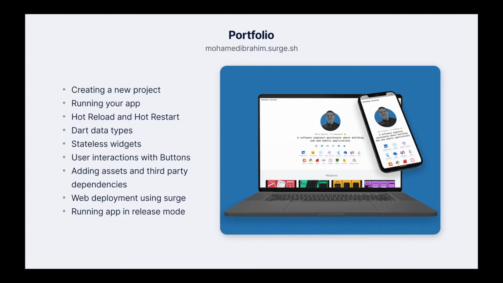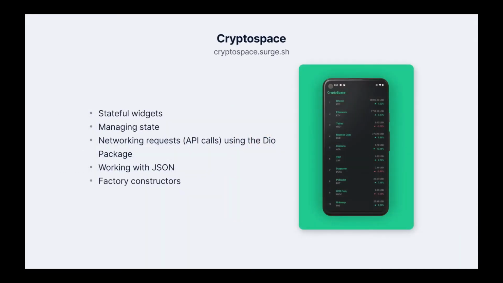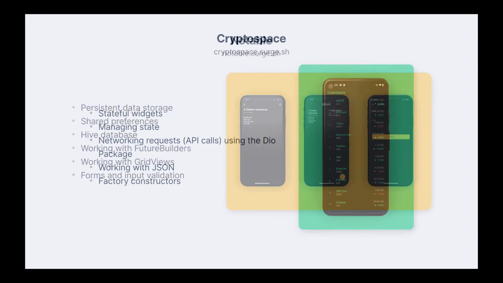Then we're going to build on top of our learnings for the next project, and we're going to build a Pokedex application. Here we're going to learn about navigation, working with list views, transferring data between different screens, object-oriented programming in Dart, and generating launcher icons and native splash screens. In the next project, we're going to build a cryptocurrency tracker, and here we're going to look at stateful widgets, managing state, how to make API calls using the Dio package, working with JSON, and working with factory constructors.